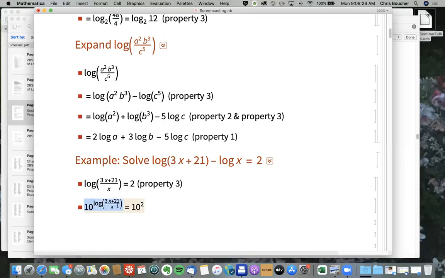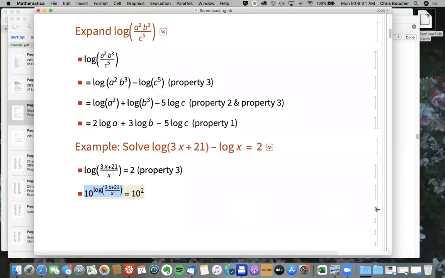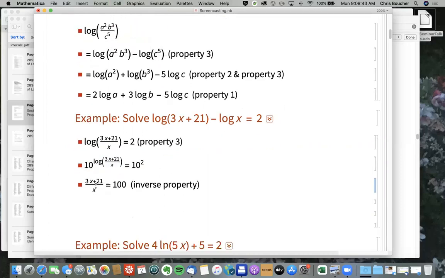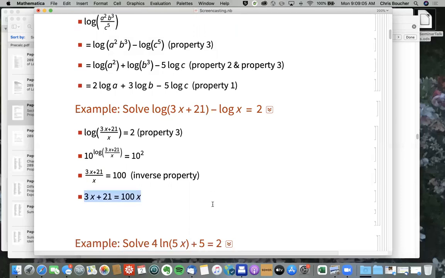And now on the left, 10 to the log base 10, those are inverses. They're going to undo each other. So I'm going to wind up with just 3x plus 21 over x on the left-hand side. So, there we go. The 10 to the log base 10 goes away. I just get that. And 10 squared, of course, is 100. And now if I multiply both sides by x, because I want to get rid of that denominator, that will get everything on the same level, right? I multiply both sides by x, it cancels on the left, shows up on the right, and now I have a straightforward equation to solve, right? I'll just subtract 3x from both sides.